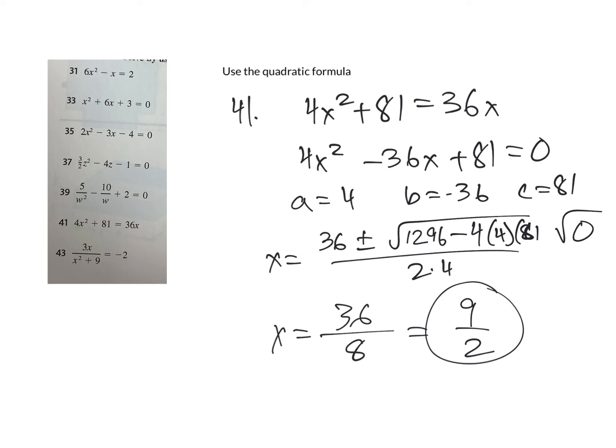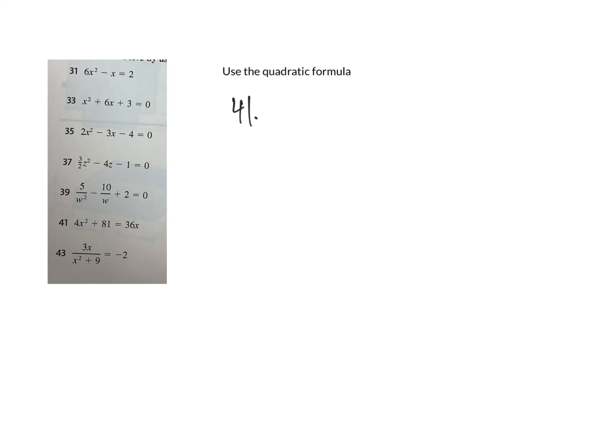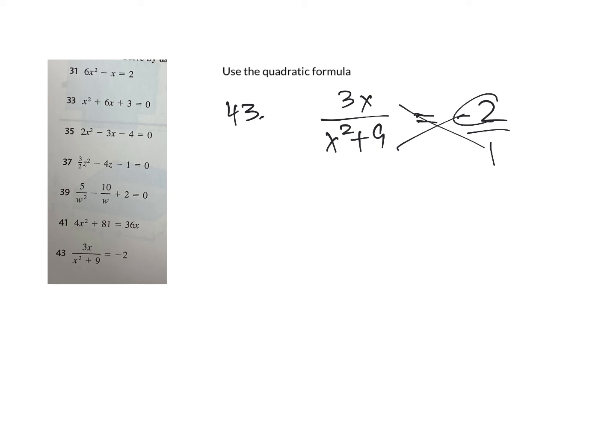And now the last problem. 43. 3x over x squared plus 9 equals negative 2. All right, so we could cross multiply because it's really two fractions, or you could just multiply both sides by x squared plus 9. If we cross multiply, it'll give us the same thing. But remember, that's negative 2 times this whole group. So that's negative 2x squared minus 18 equals 3x.